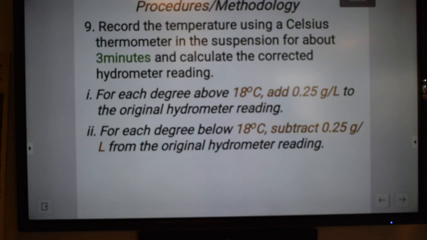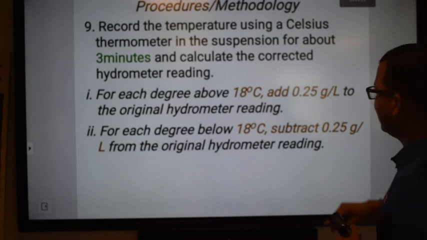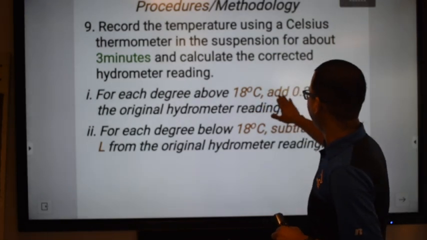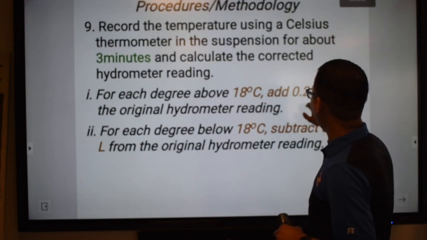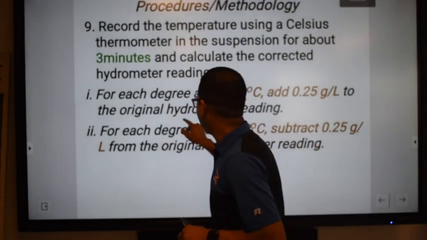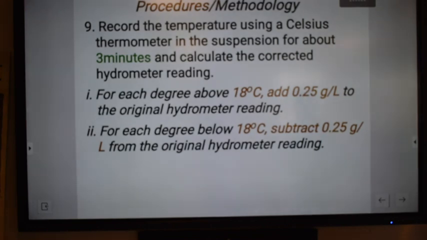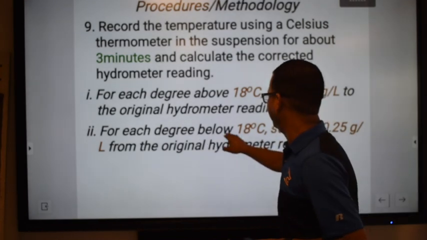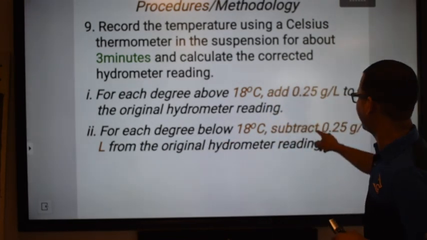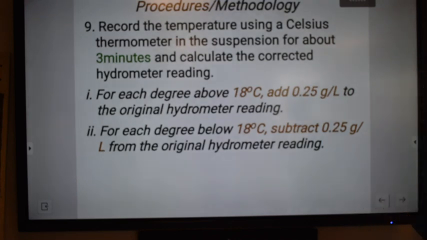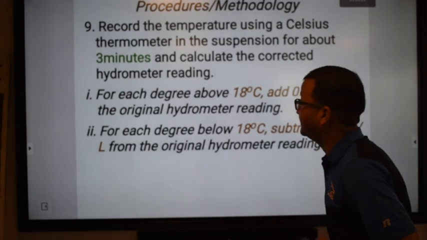So if you have temperature greater than 80 degrees centigrade, you have to add 0.25 gram per liter to the original hydrometer readings. Same way, if you have lower temperature below 18 degrees centigrade, you will subtract that 0.25 gram per liter from the original hydrometer reading. So that's what we'll be doing.